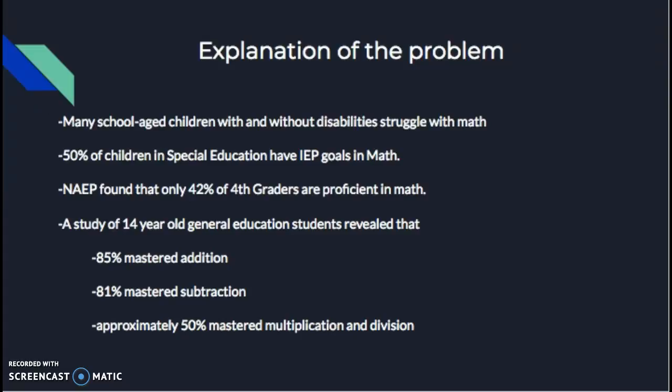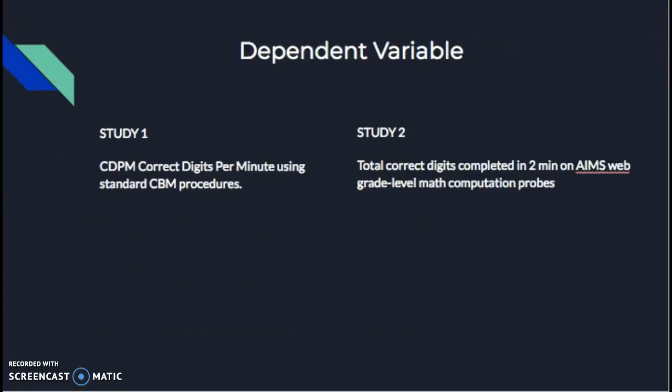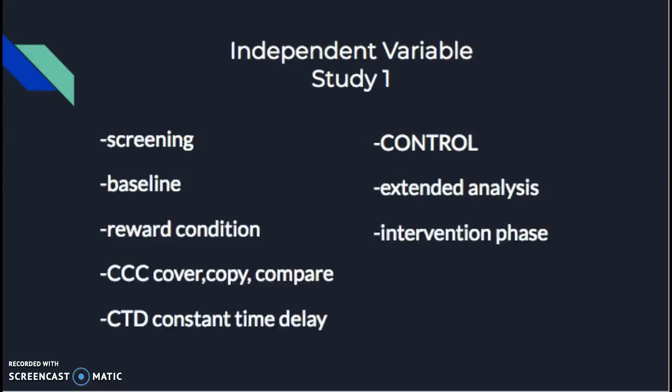I found that crazy. So the dependent variables were different in each of the 2 studies that were conducted. In study 1, CDPM, or correct digits per minute, using the standard curriculum-based measures procedures, was used. And in study 2, the total correct digits completed in 2 minutes on the Ames Web grade level math computation probes. So the independent variable in study 1 was part of this BEA that we talked about in the beginning.